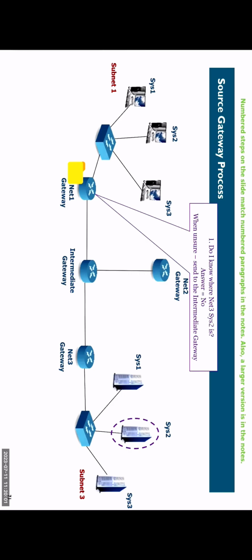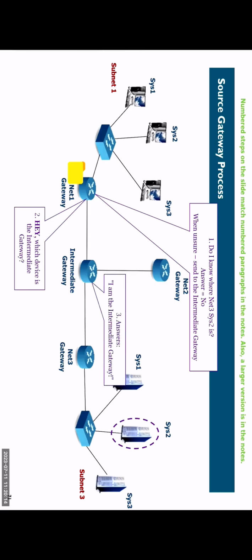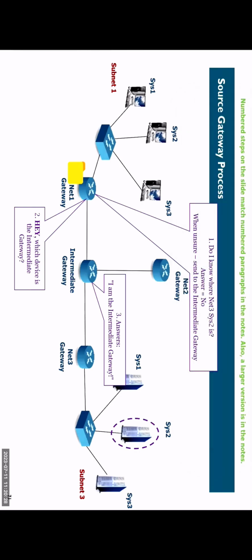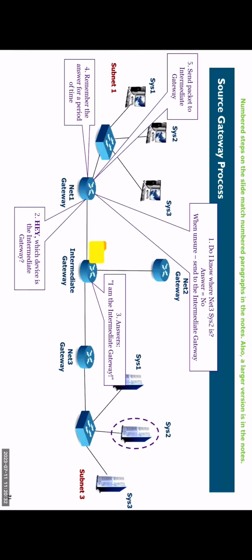In this case, we call it an intermediate gateway because it's a gateway between the other gateways. And so that system asks, hey, who is my intermediate gateway? And then it gets one response. I am the gateway from the intermediate. Subnet 1's gateway remembers that answer for a short period of time and sends the packet along its way. All right, cool.